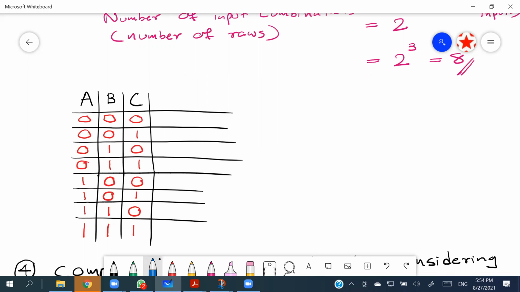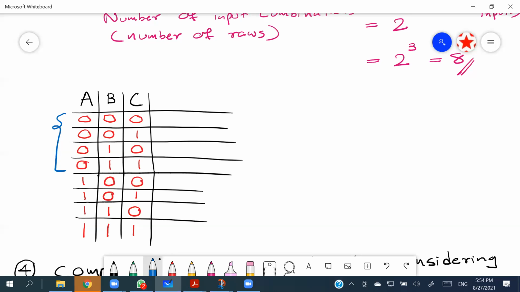And when it comes to the second column, we consider the identical parts of the first column. You can see in the first column, the first 4 rows have identical values. We take those 4 rows, and again divide them in a half and half manner. The first half is filled with zeros, and the next half is filled with ones. That is why in the second column we have 2 zeros, then 2 ones.